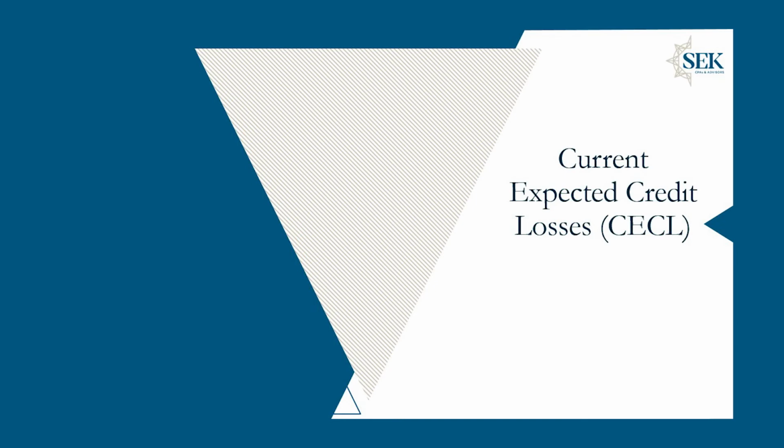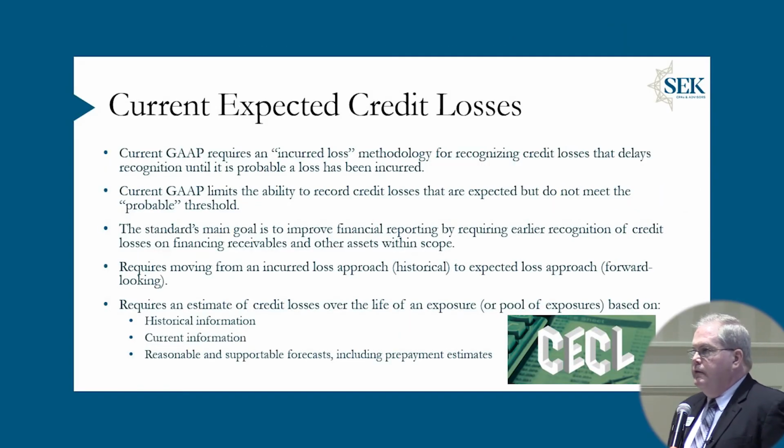Last topic is current expected credit losses. We touched on this last year in this conference. This was a result of the economic crisis back in 2008. It came from the banking crisis primarily. Under current GAAP, it is an incurred loss model instead of an expected loss model. So this is changing GAAP from what you have currently incurred to what you expect to incur based on losses within your receivables portfolio.